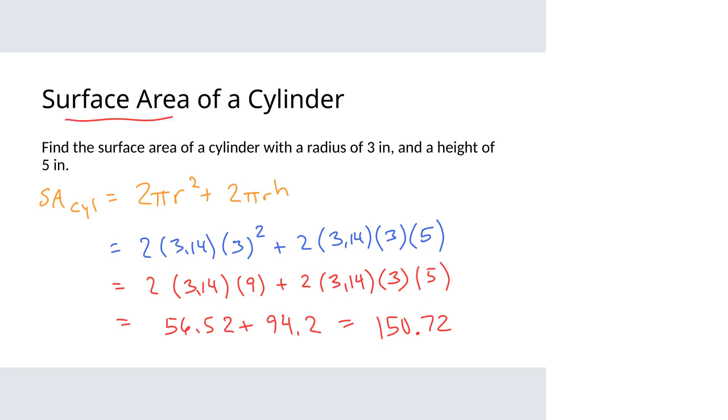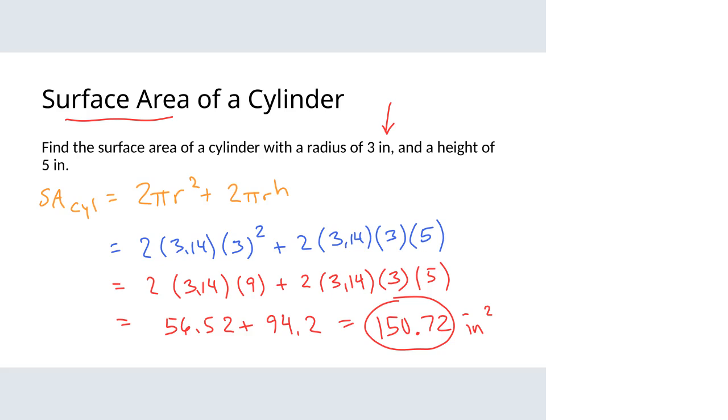This is surface area, so it's going to be square units, and they're inches, so they would be square inches, but 150.72 is what you would respond with. That's our surface area for this cylinder. How much material would it take to make this cylinder? 150.72 square inches. Are there any questions about that before I have you try one?